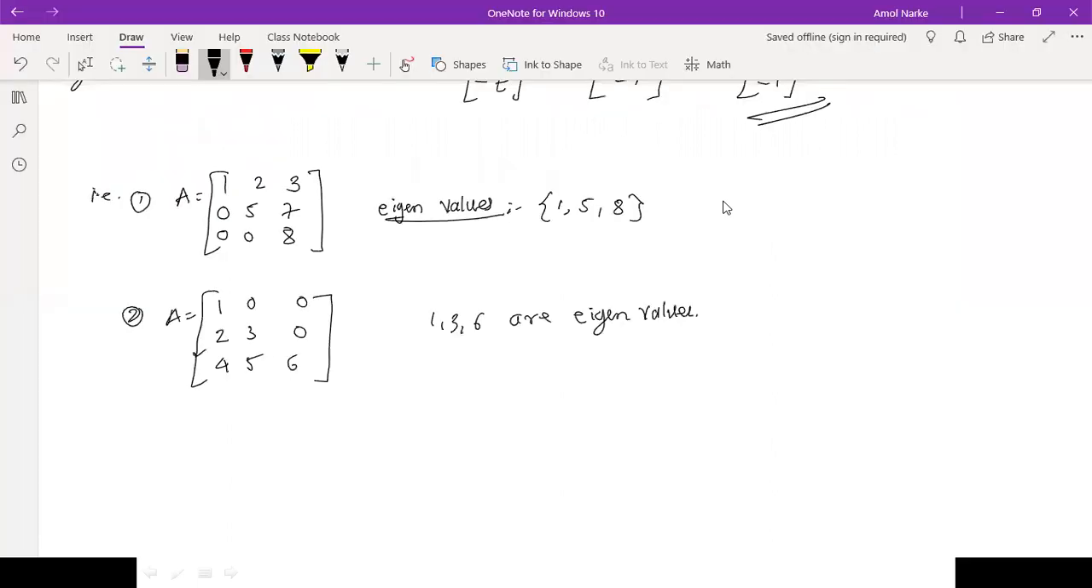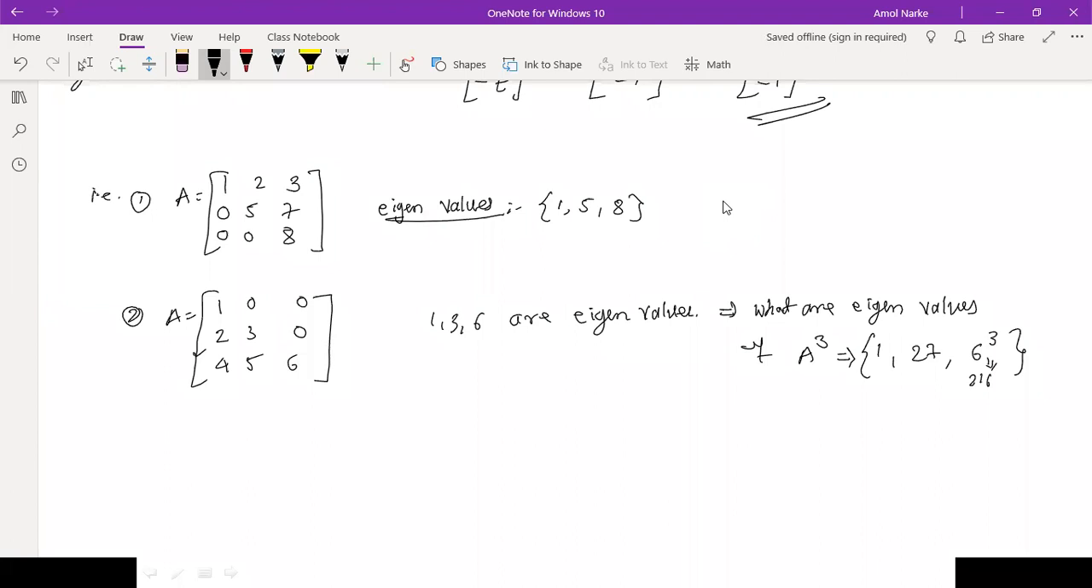Got it? Now tell me, suppose my A matrix is this. What are my eigenvalues? A lot of MCQs, maybe in the final exam or tutorial, and A raised to 3. Tell me, what are the eigenvalues of A cube? If my A is like this, tell me what it is. Anyone? 1 cubed, 2 cubed, 7 cubed, and 6 raised to 3. So you can calculate what it is. 216.